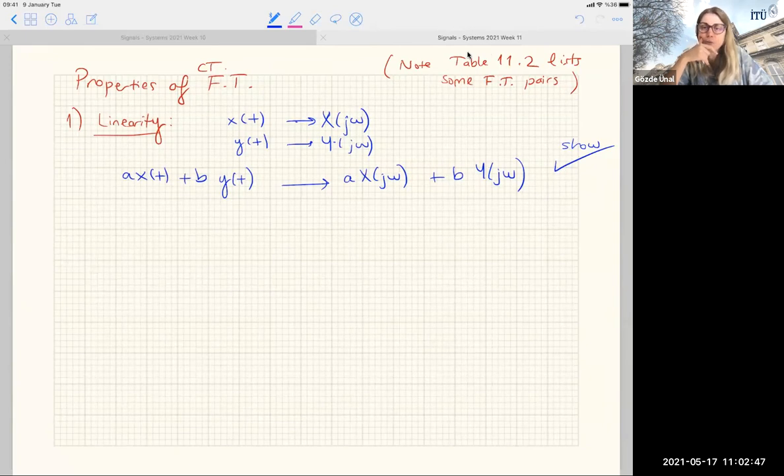And the first most obvious property is linearity. Okay? So please show this. I'm given two signals, x of t whose Fourier transform is X of j omega, and y of t in the time domain whose Fourier transform is Y of j omega. In the time domain, take a weighted combination of them. Superposition applies the same way in the Fourier domain.